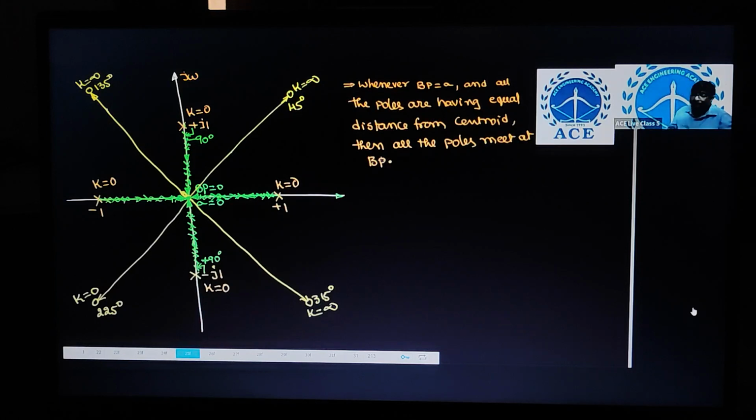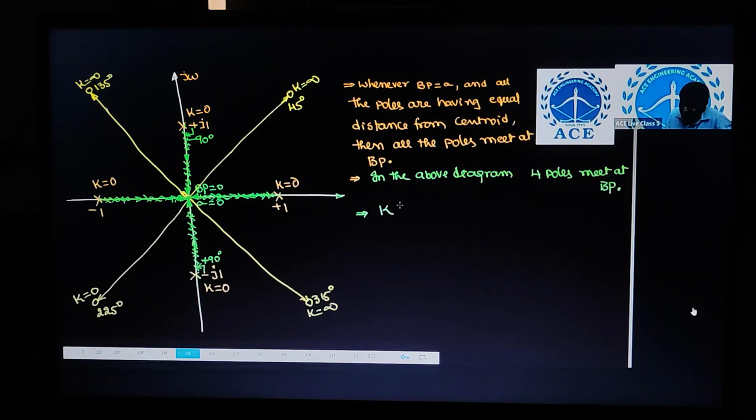How many poles meet at the breakpoint here? Tell. 4 poles. So in the above diagram, 4 poles meet at the breakpoint.